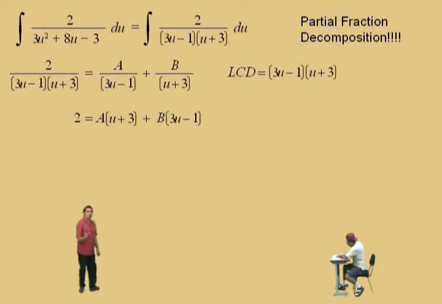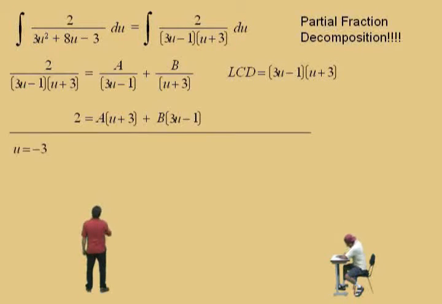Now remember, there's two techniques we can use. We can use the elimination method by choosing values of u that will eliminate the A or B, or you can equate terms. Now, this one isn't that tough. We're going to go ahead and eliminate terms by choosing values of u. So here we go, Charlie. What we're going to first do is eliminate that A by choosing u equal what, Charlie? Negative 3. Negative 3, that's right.